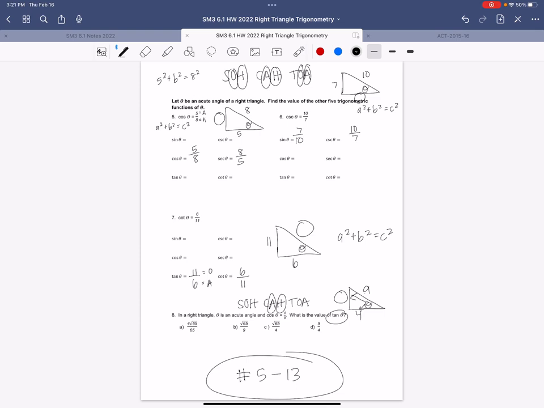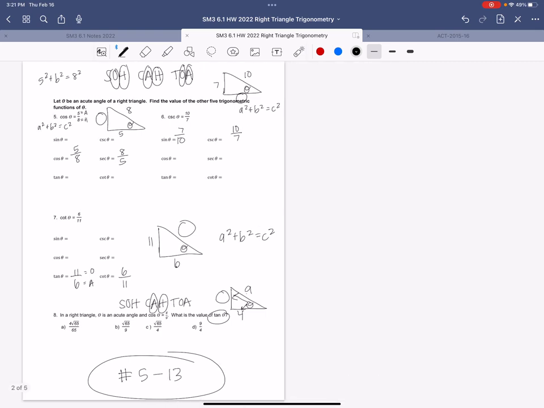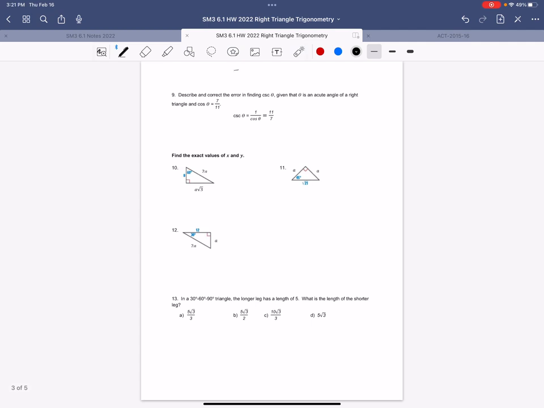So 5 through 8 were like what we were doing on Thursday. And then 9 through 13 are the new ones. So I'll write it up here as well, 5 through 13. Okay.